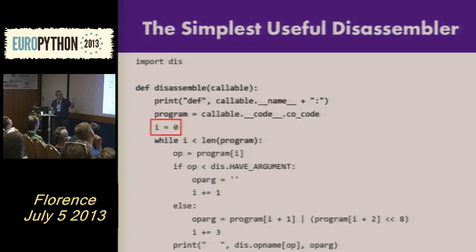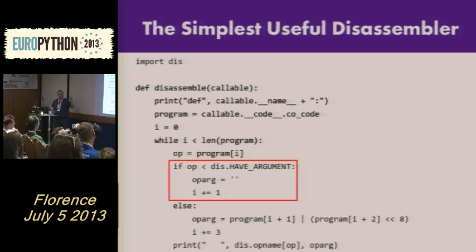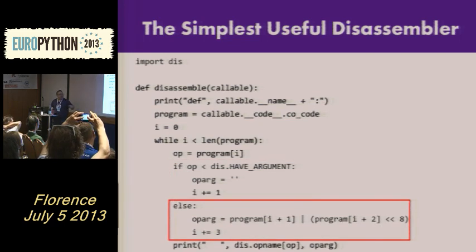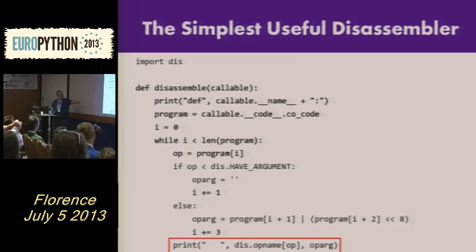I have my instruction pointer, it's going to be 0. And until I hit the end of the program, I pull out the bytecode. If it's less than 90, then I don't have an oparg and I go forward by 1. Else, I pull out the oparg, assemble it properly, and I advance by 3. And then I look up the opcode in this dis module, this dis.opname that's a mapping of integers to strings that are the symbolic bytecode names. And I print out the oparg following. I just do that in a loop.